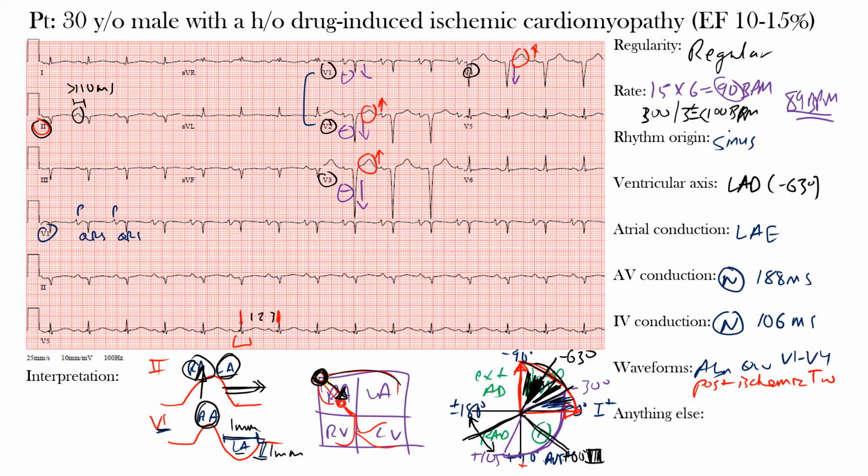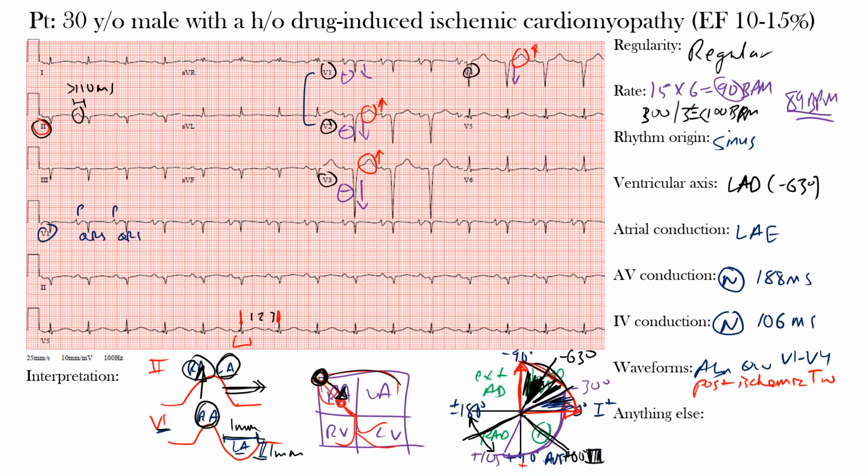Now, the PR segment is not significantly depressed or elevated. The PR and QRS intervals we said were within normal limits, okay? The QRS amplitude also appears within normal limits. The ST segment does not appear significantly elevated or depressed anywhere.